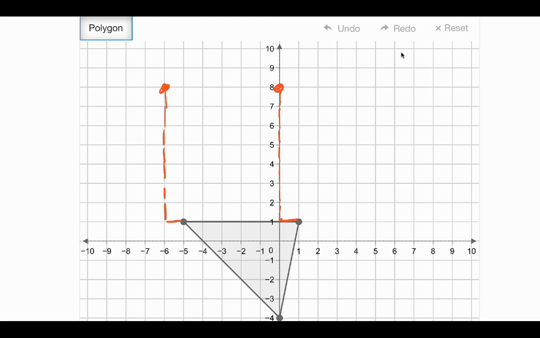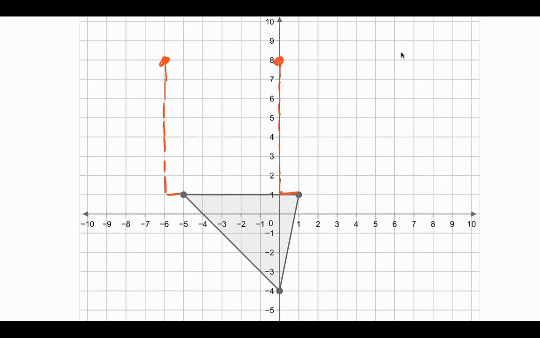And that one will be there. And then this last one here, we're going to go over 1 and up 7. And that one would be right there. So now we're just going to connect our points. And with you guys, it'll be a little better. But there's my one right there. Okay.